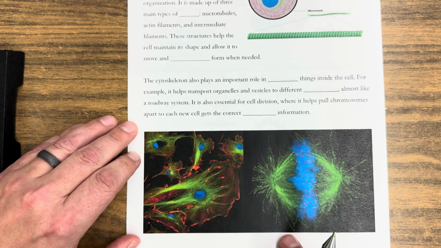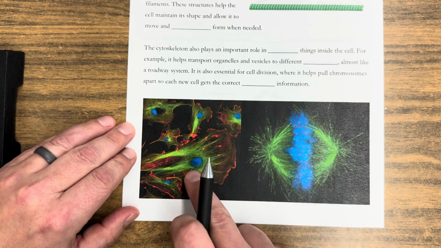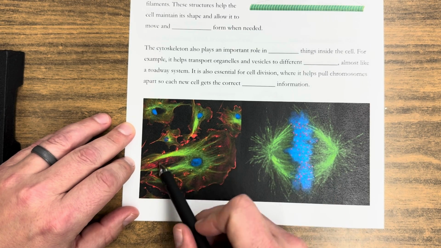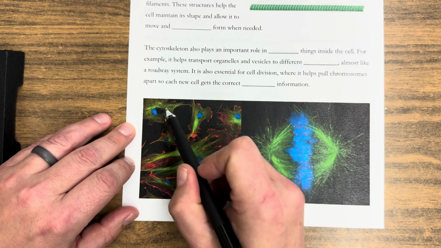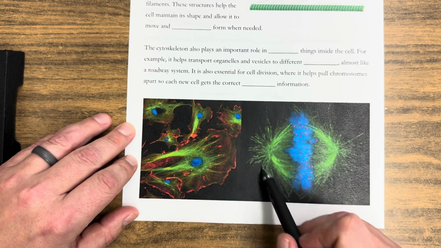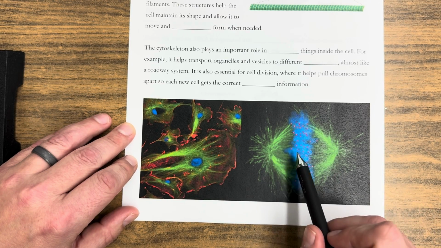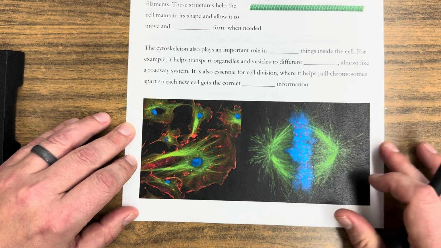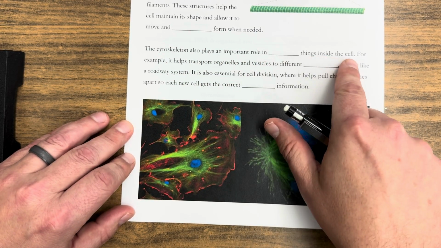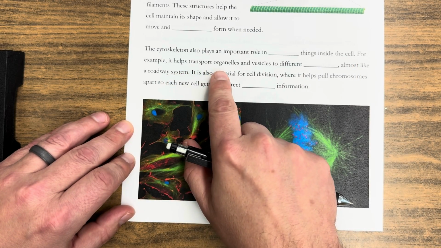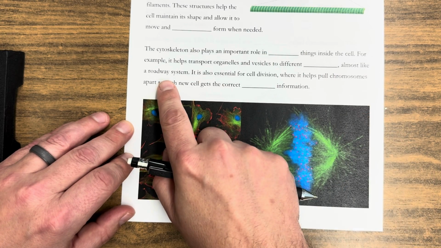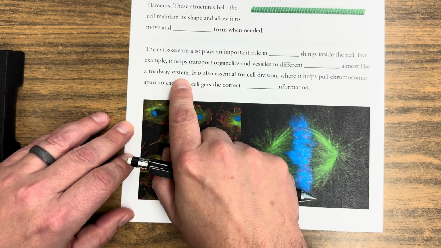Okay, so this next image, we have some colored in microscope images, and you can see one cell here, there's another cell and another cell, several cells there, and then here you have two cells that are pulling apart, so one cell becoming two new cells. The cytoskeleton also plays an important role in moving things inside the cell. For example, it helps transport organelles and vesicles to different locations, almost like a roadway system.